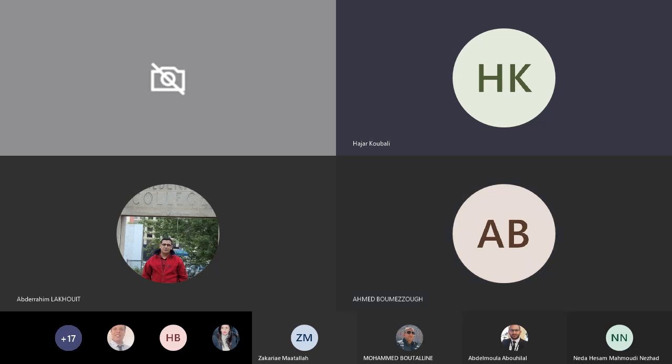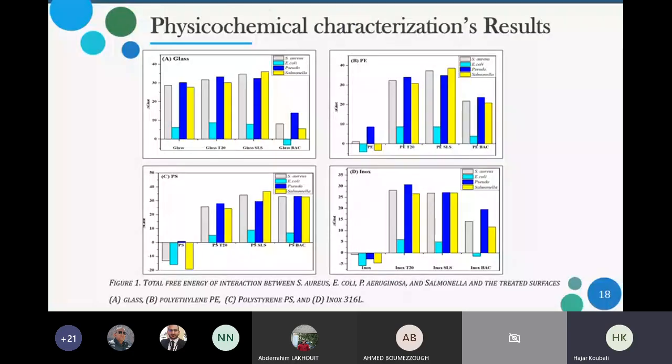After the characterization of the two involved matrices, the total free energy of interaction between the microorganism and the surface was evaluated. The results are presented in the figures. Figure A presents the total free energy of interaction between the cells and glass, B between the cells and polyethylene, C between the cells and polystyrene, and finally D between the cells and the stainless steel. The attachment of cells on the glass surface was unfavorable.